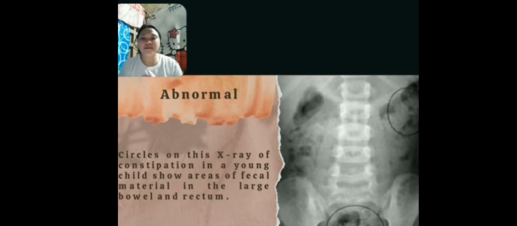And this is the abnormal. The circles on this X-ray of constipation in a young child show areas of fecal material in the large bowel and rectum. So these are the two constipations in the two circles.